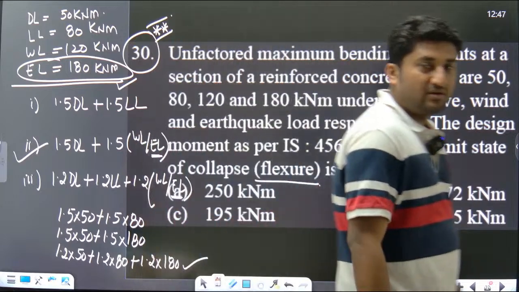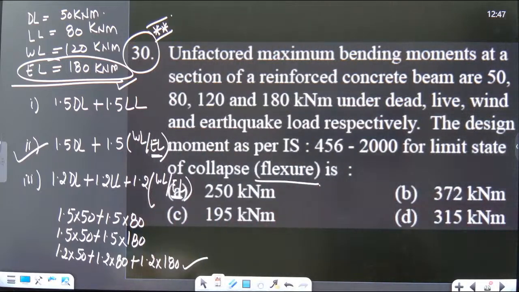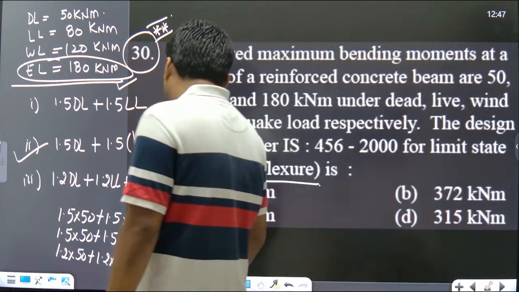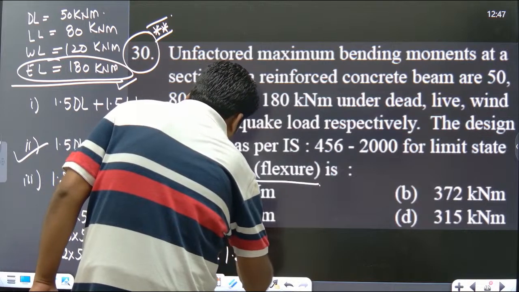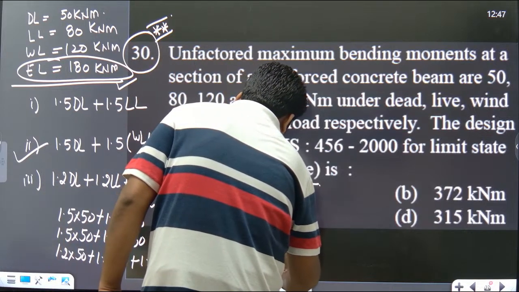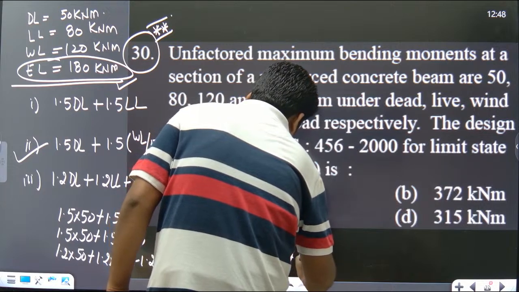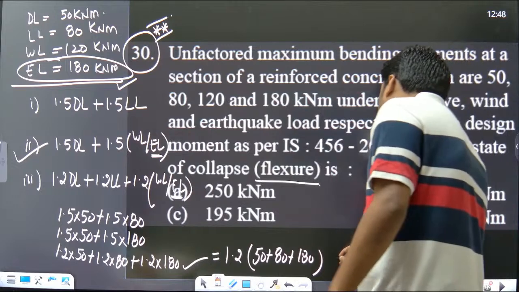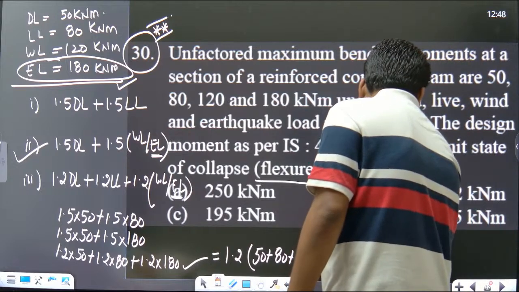You can see what the value is. 1.2 is common, so you can solve this by taking 1.2 as common: 50 plus 80 plus 180. So most probably you'll get the answer from here. 180 plus 80 is 260, plus 50 is 310. So 20% of 310.